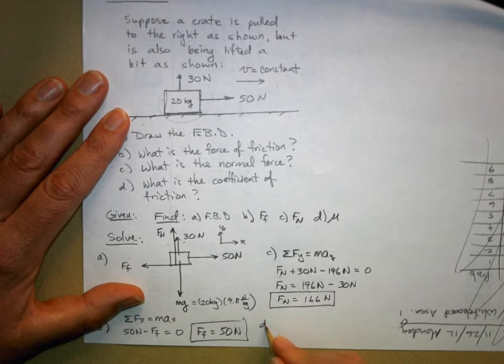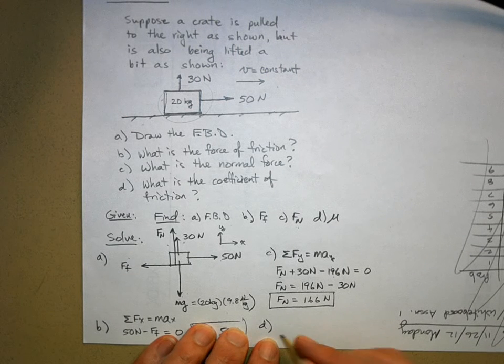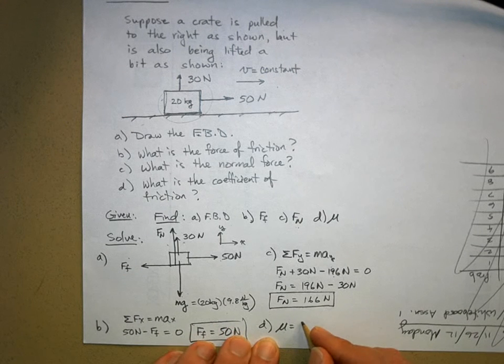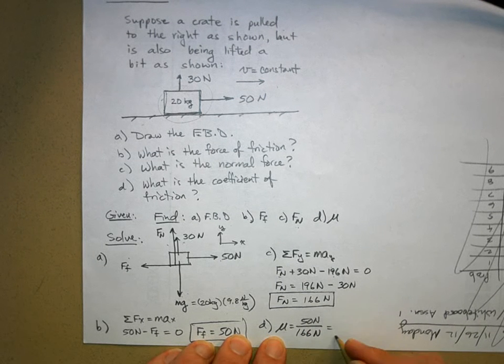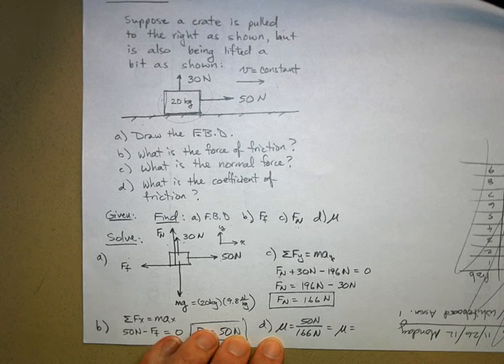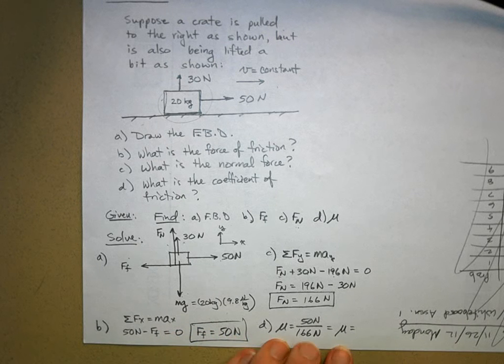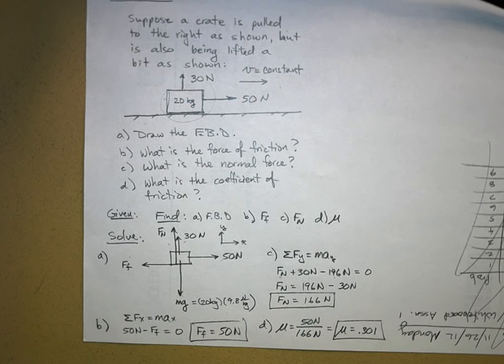And so now D is pretty easy. It's 50 newtons divided by 166 newtons. So mu is equal, what is 50 divided by 166? Don't make me find my calculator. What is it? 0.301. That seems reasonable to me. About a third. Wait, it should be more. Is it 0.301? Is it? Okay.